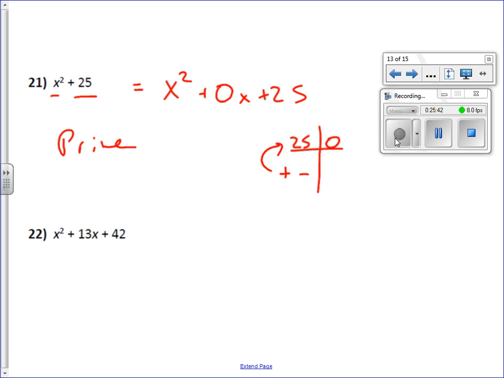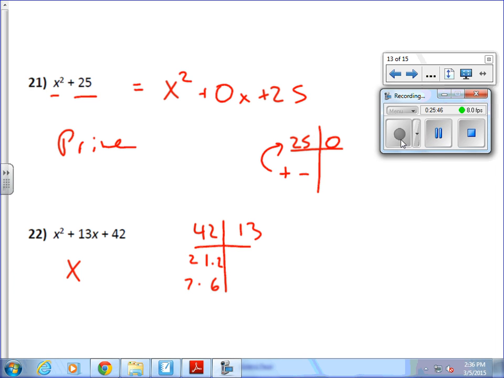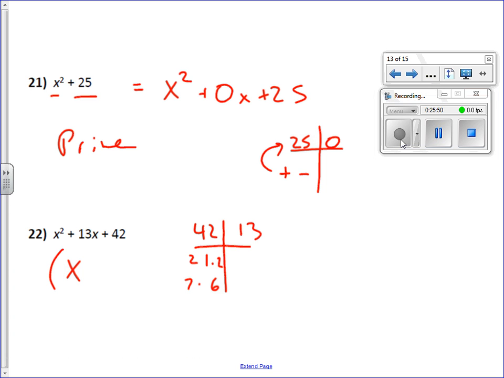Down on 22, I find out that 6 times 7 is 42 and 6 plus 7 is 13. So we can do x plus 7 times x plus 6.